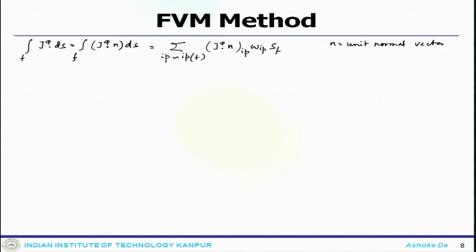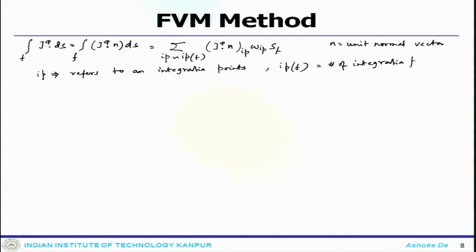Now, IP here refers to the integration points, and IPF is the number of integration points along surface F. So, you have the integration points and the number of integration points.